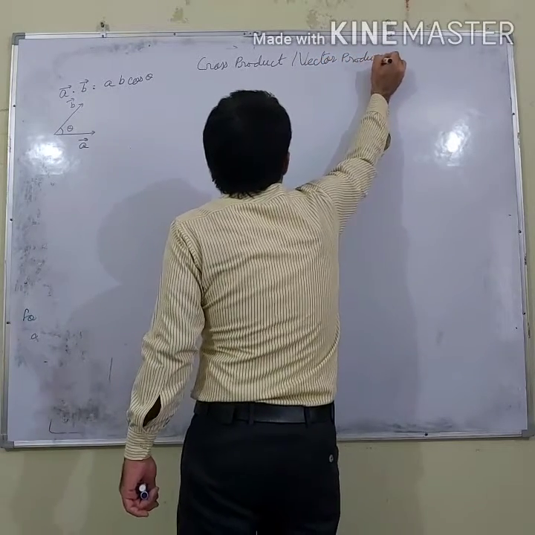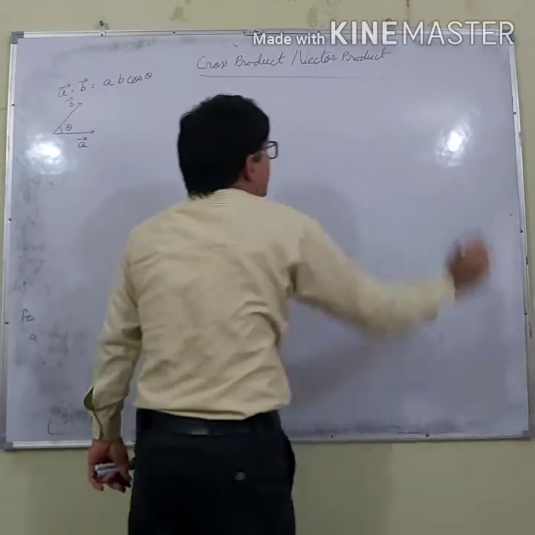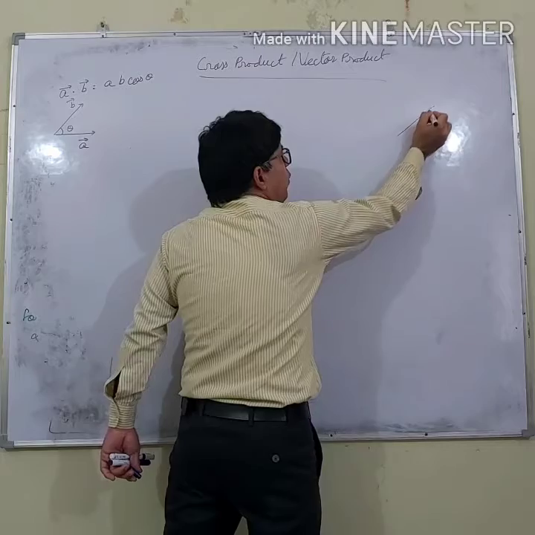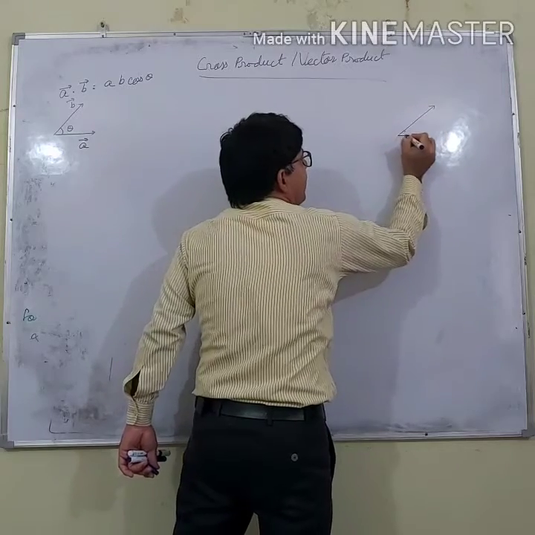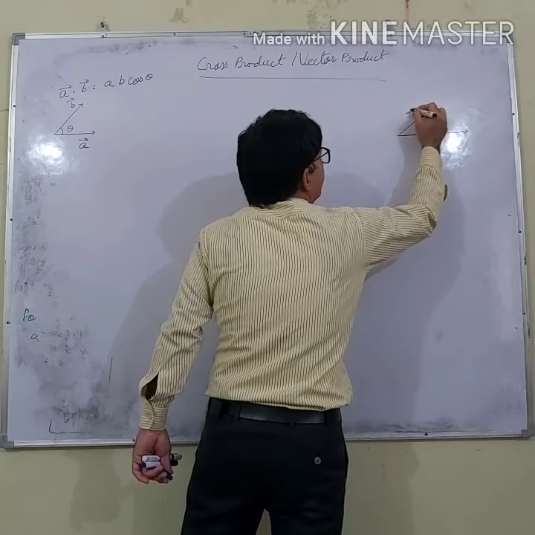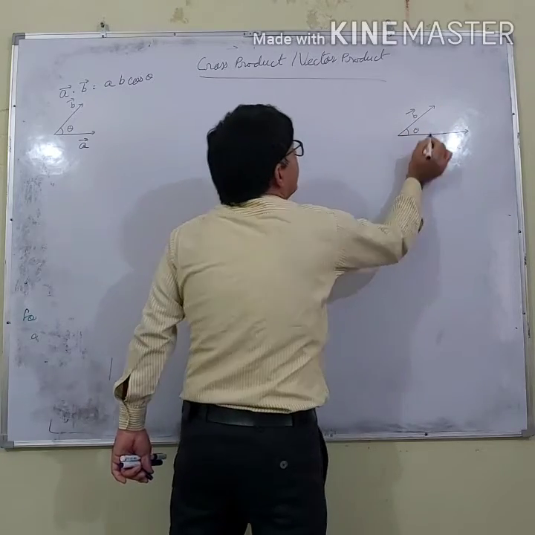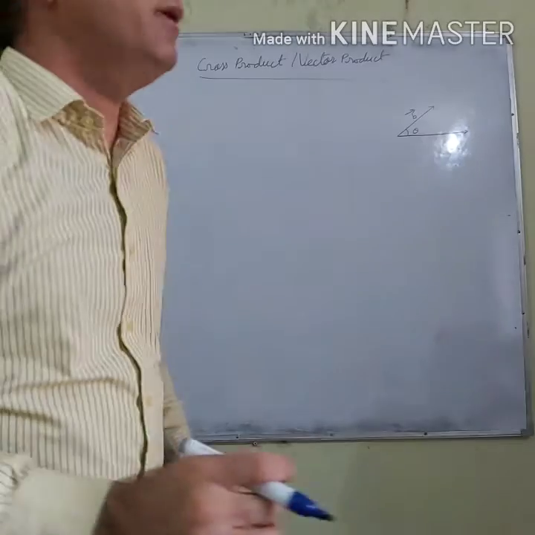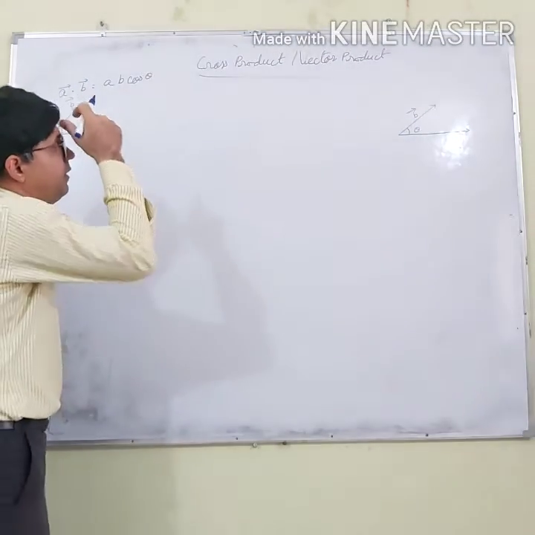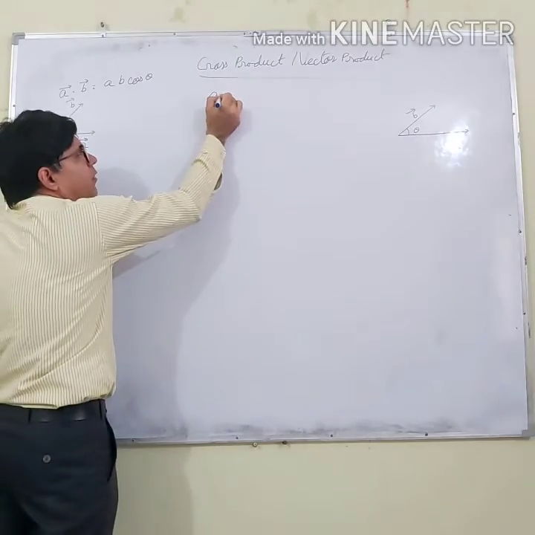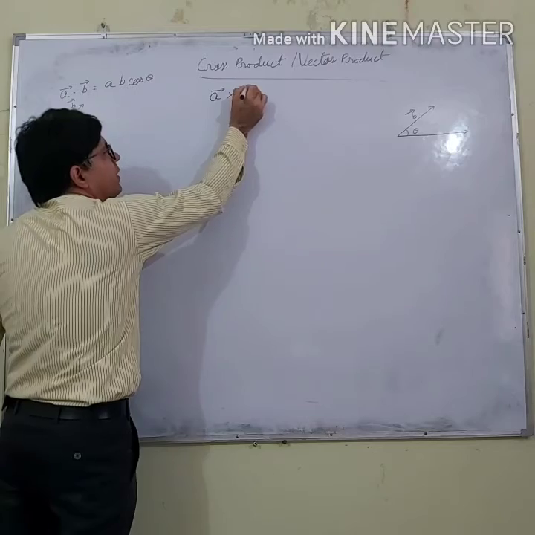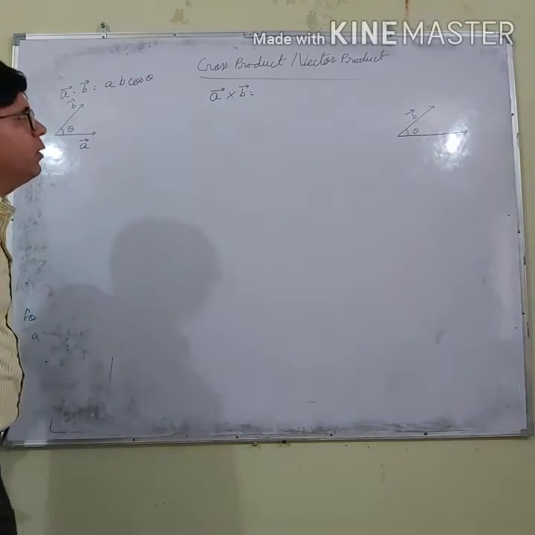Why is it called the cross product? Let me tell you the reason. Again, let us say we have two vectors. One vector is A, another vector is B. Let us say the angle between these vectors, vector A and vector B, is theta. Why is it the cross product? Because it is represented by a cross, A cross B. Why is it a vector product? You will come to know.